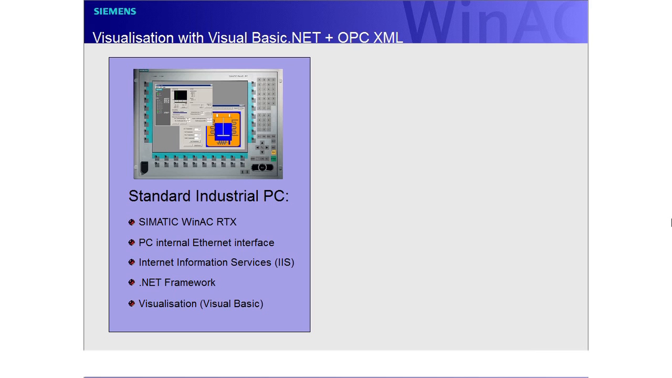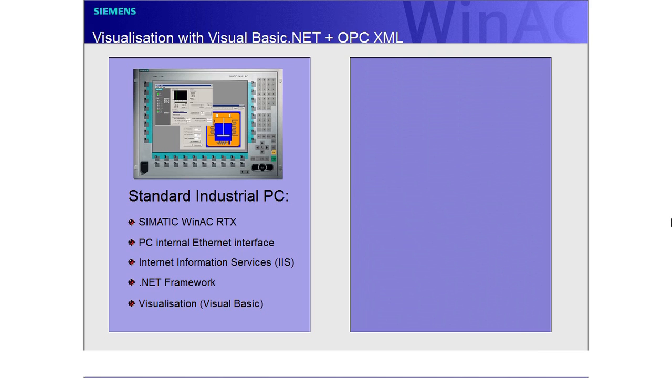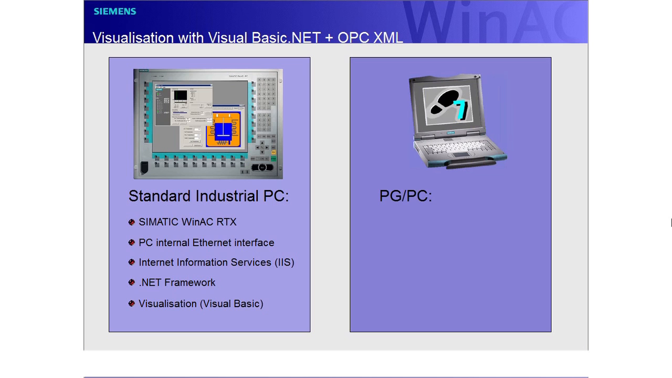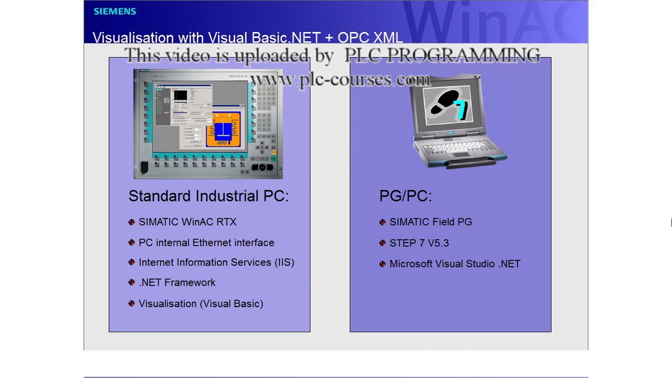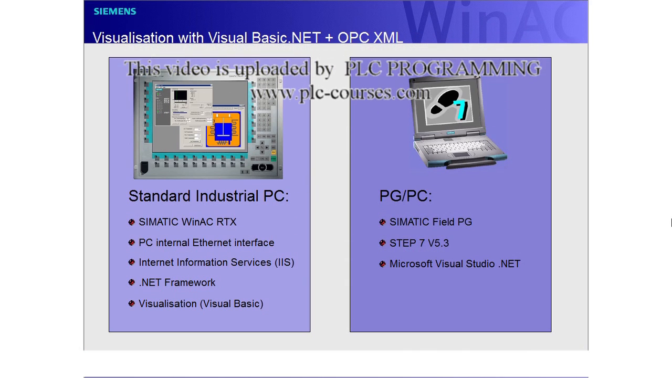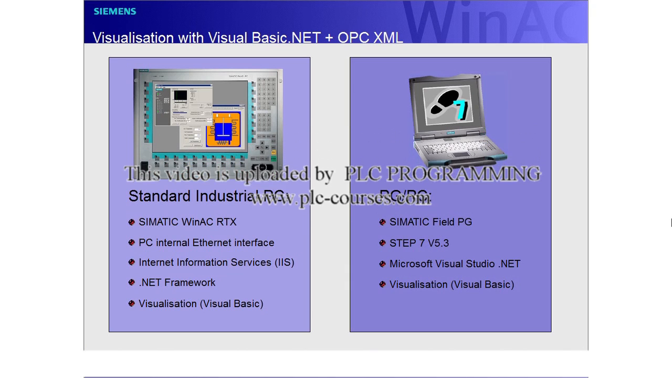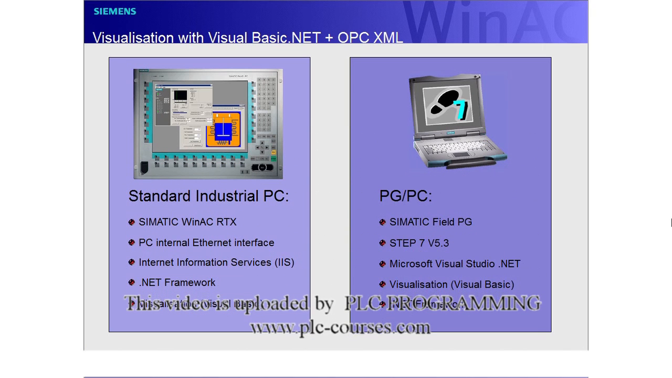Configuration and programming of WinAC RTX is performed with a programming device, for example, the SIMATIC Field PG. Step 7 version 5.3 has been installed on this PG. The visualization program was programmed with Microsoft Visual Studio .NET, which may optionally be installed on the PG. In this example, the PG is simultaneously used as a visualization station. The visualization program, as well as the .NET framework, have been installed on this PG.